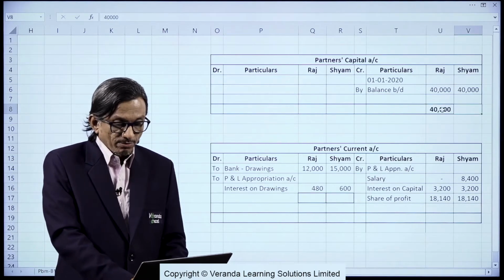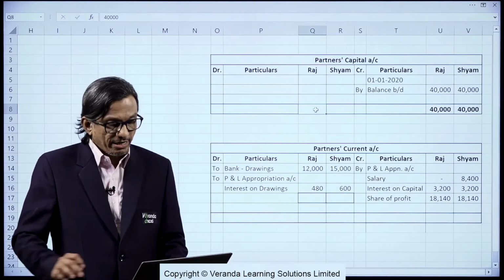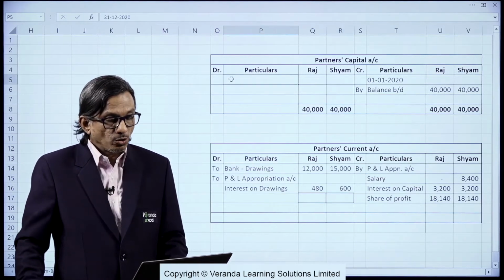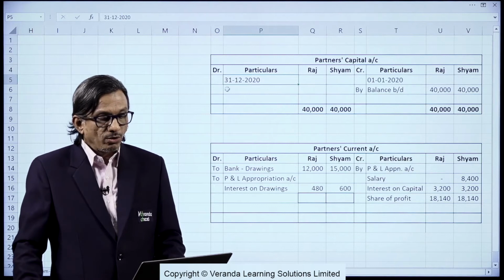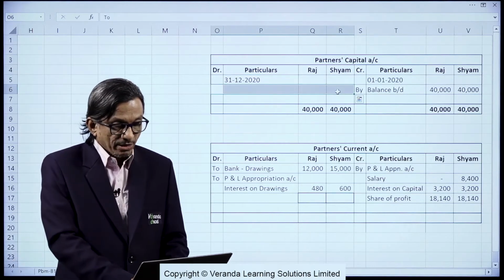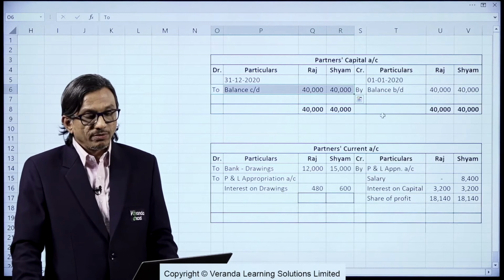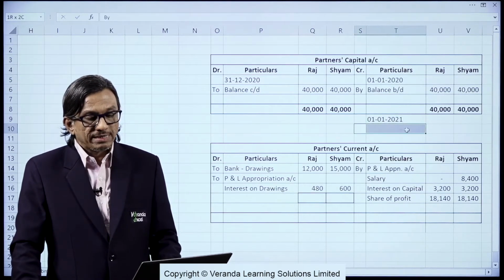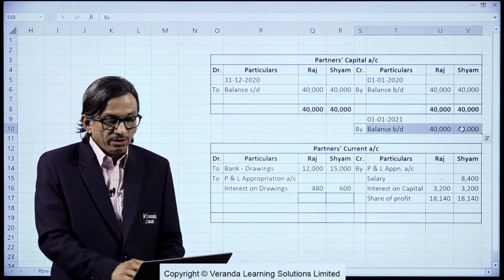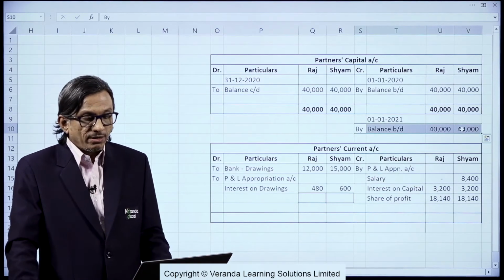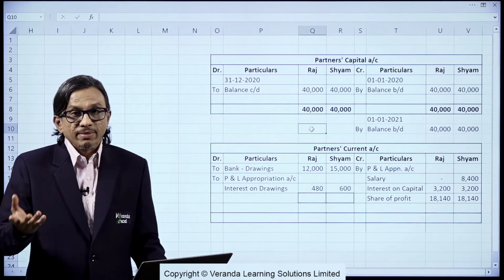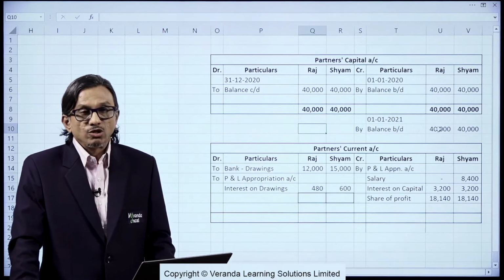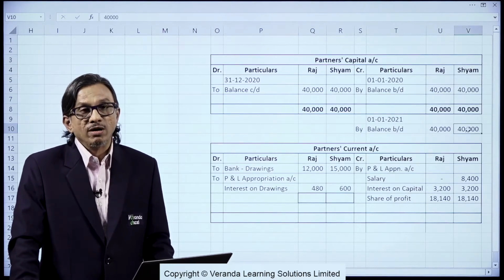The 40,000 brought in by them initially will continue to be the same 40,000 at the end of the year also. Therefore, what is the closing balance of Raj and Shyam's capital account? Same 40,000, which will be the balance for the next year. That's the reason why we call this the fixed capital method. See, initially they brought 40,000, no change, capital remains the same. Therefore, the closing balance is also 40,000, which will be the opening balance for the next year. So 40,000 for Raj, 40,000 for Shyam.